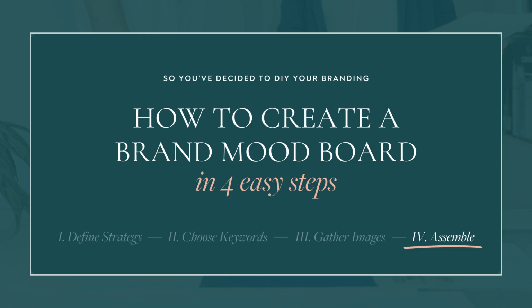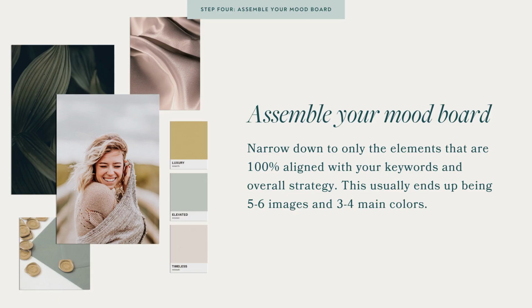Step number 4, start assembling your mood board. Once the research is done, it's time to narrow down your selection. Cut out any photos, colors, etc. that aren't 100% aligned with your keywords and overall strategy. This usually leaves me with 5 to 6 images and 3 to 4 main colors. Play around until you find the right combination.